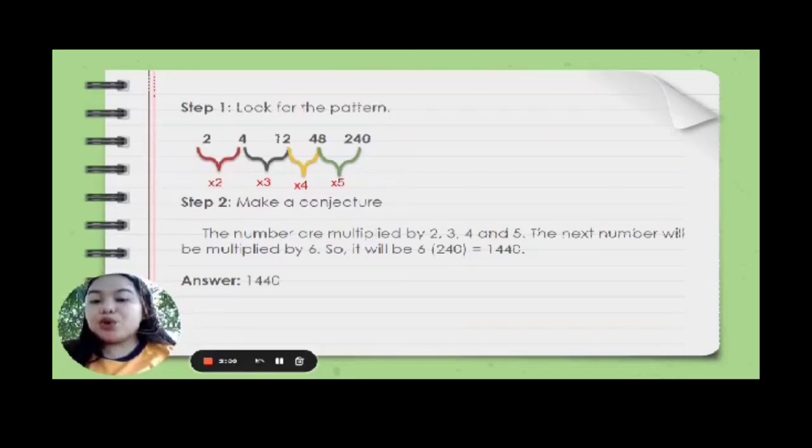So it will be 240 times 6 is equal to 1,440. So our sixth term will be 1,440. And that is our answer.